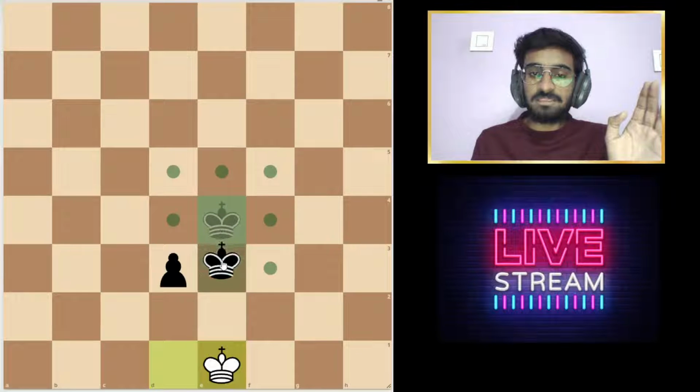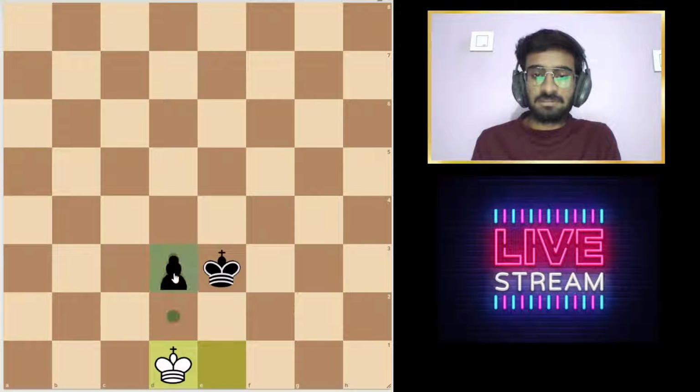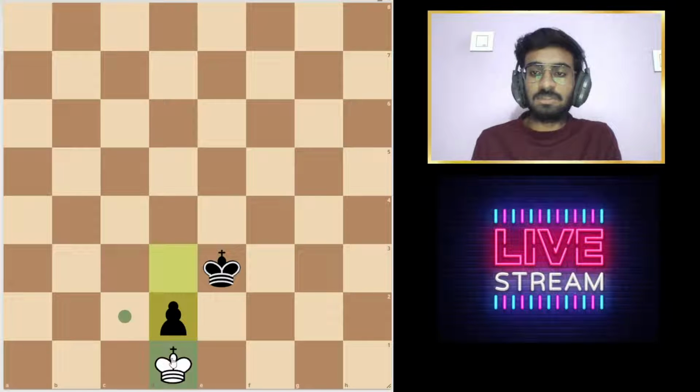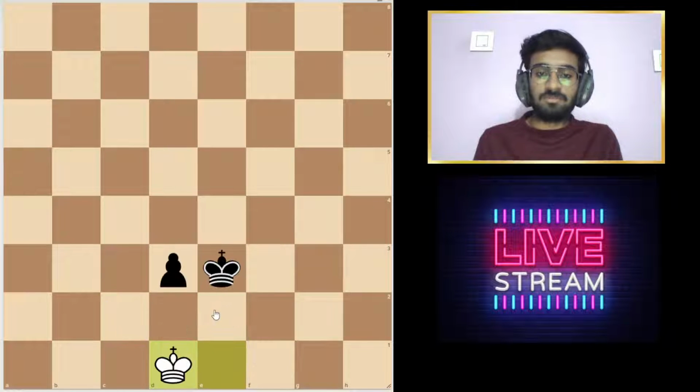Now black can easily win by playing king to e3. Black has made the move and the opposition has happened. So now white plays a pawn push and the king only has one square to go, that is c2, and you will lose the game. So now what to do?